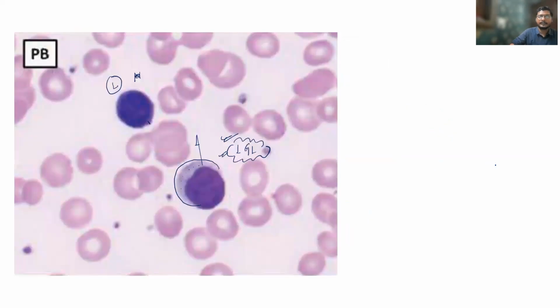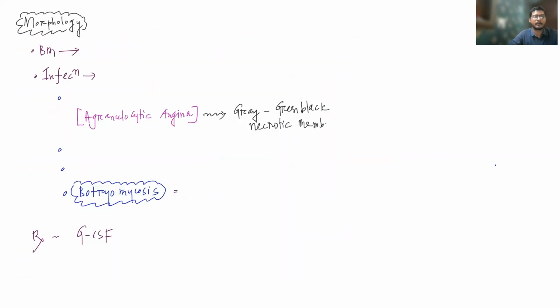Now we'll see what are the causes. Before discussing neutrophilic leukocytosis, let us discuss some of the morphological points.